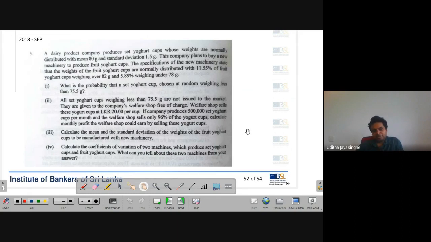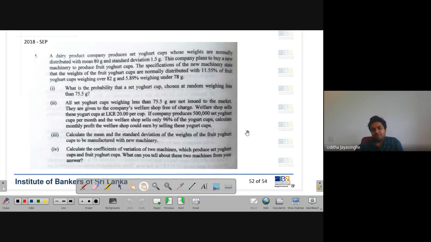Now you must be a bit careful about going to a welfare shop of a producer thinking that they must be doing this business. But it could be a rational case, isn't that so? If a cup is going to the market at, let's say, 30 rupees, but with a slight deviation of a few grams, if it cannot be issued to the market, why not give it to the welfare shop, do some welfare for the employees, and sell it at a reduced price? So it seems to be a logical thing to do.